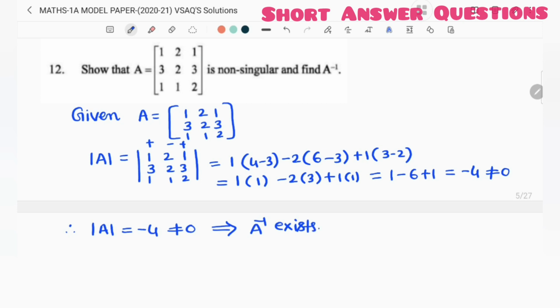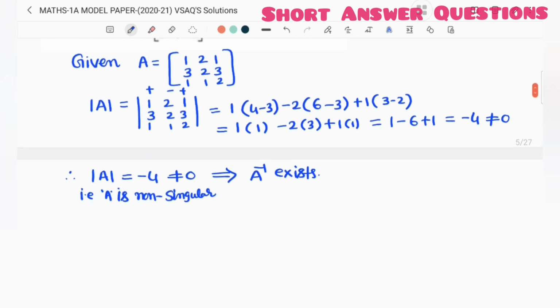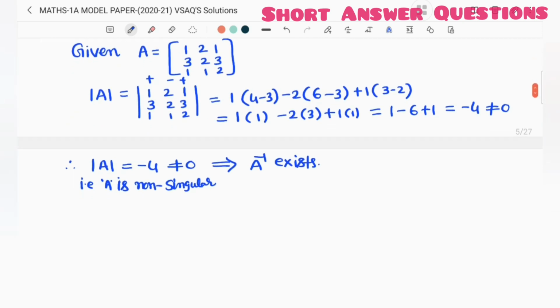Out of 4 marks, for writing till this step, you will get 1 mark. Why? Because they are asking to show that the matrix is non-singular. A inverse exists, that is, A is non-singular. Whenever the matrix is non-singular, then only the inverse exists. So, to calculate the inverse of a matrix, we need to calculate the cofactors of every element of the matrix.